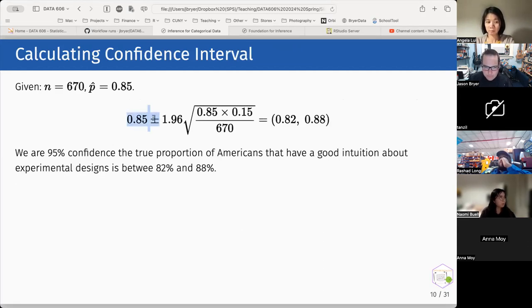So we're going to take 0.85 plus or minus 1.96, since we want a 95% confidence interval, times the square root of probability of success times failure over n. And so we end up with a confidence interval of 0.82 to 0.88. So what are we saying? We're 95% sure that the proportion of all Americans in the population who have good sense of testing a drug is somewhere between 82% and 88%.